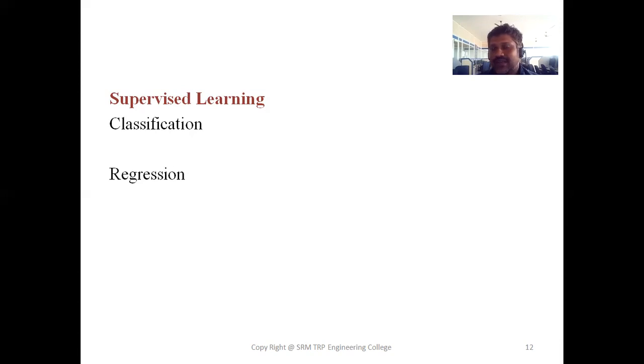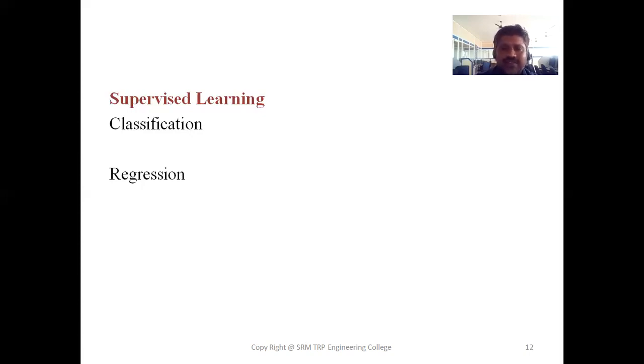Then regression: here I'm going to predict the value for my class label. In classification, we have only discrete values, whether it may be 0 or 1, otherwise yes or no, like this. We have two options, and we also have multi-class classification available. In regression, it is having continuous values, so we can predict the values by using other features. That is called regression.